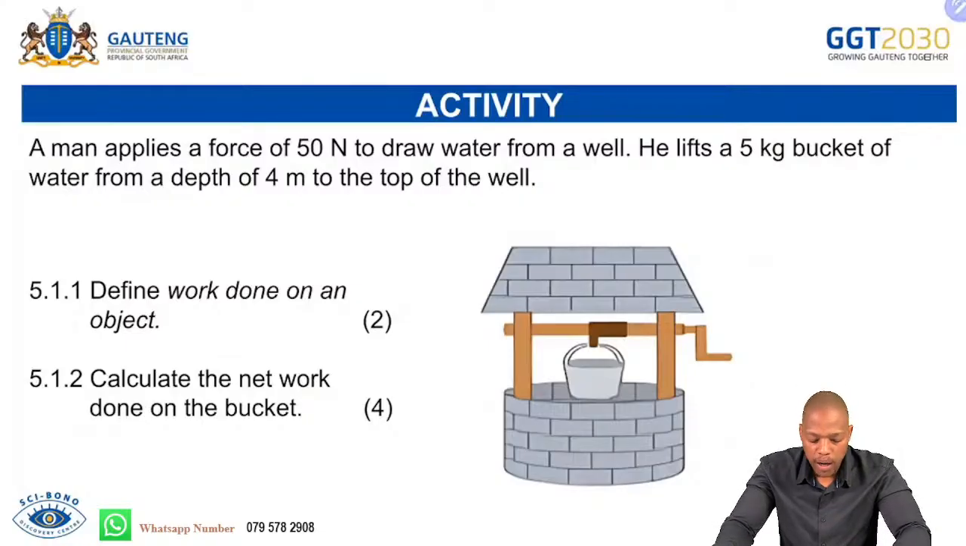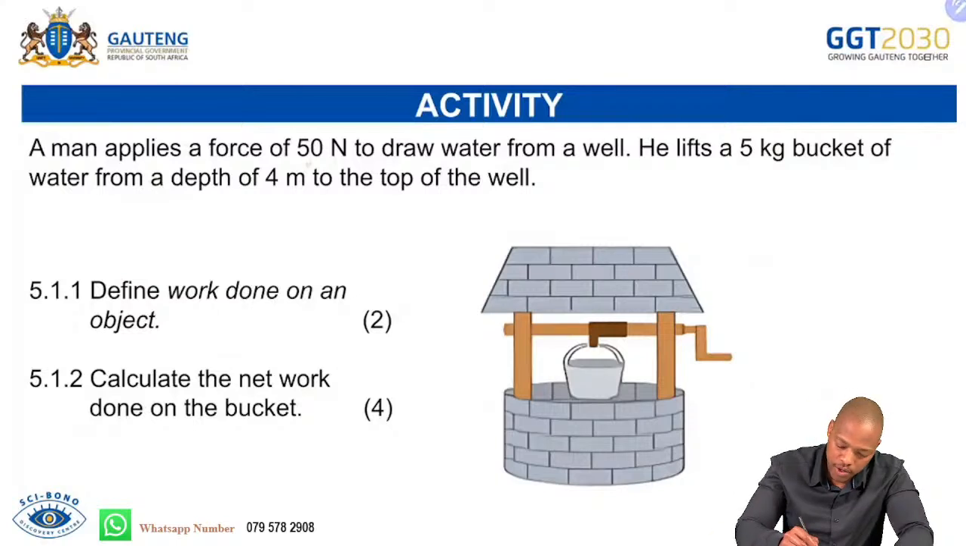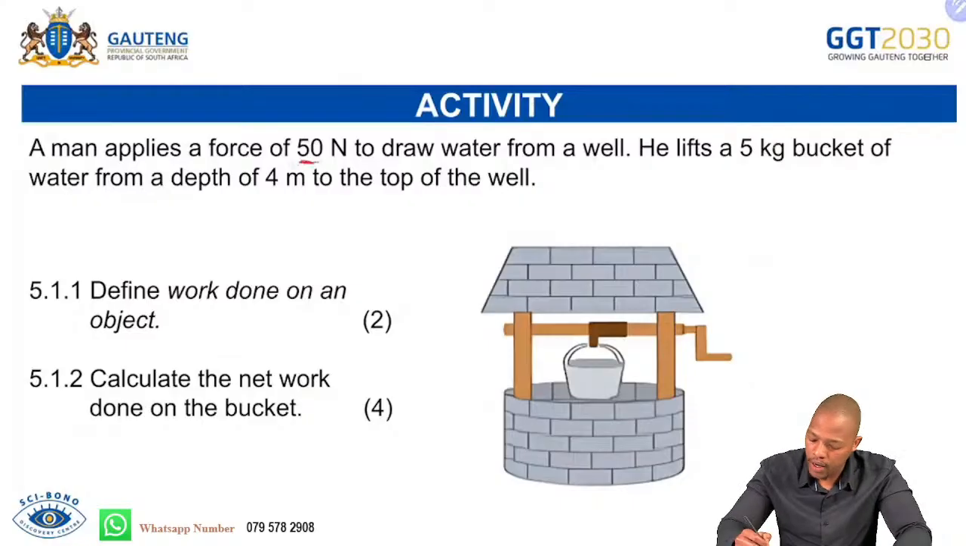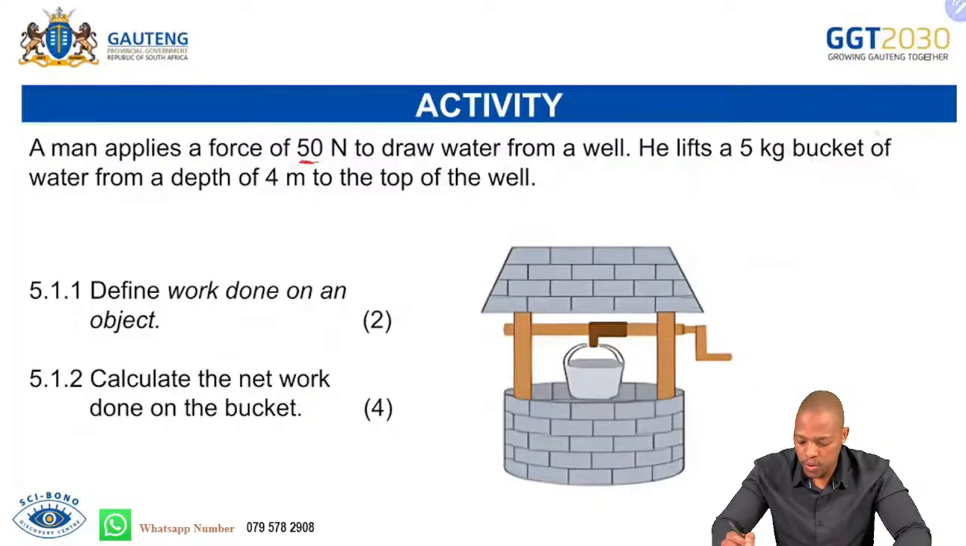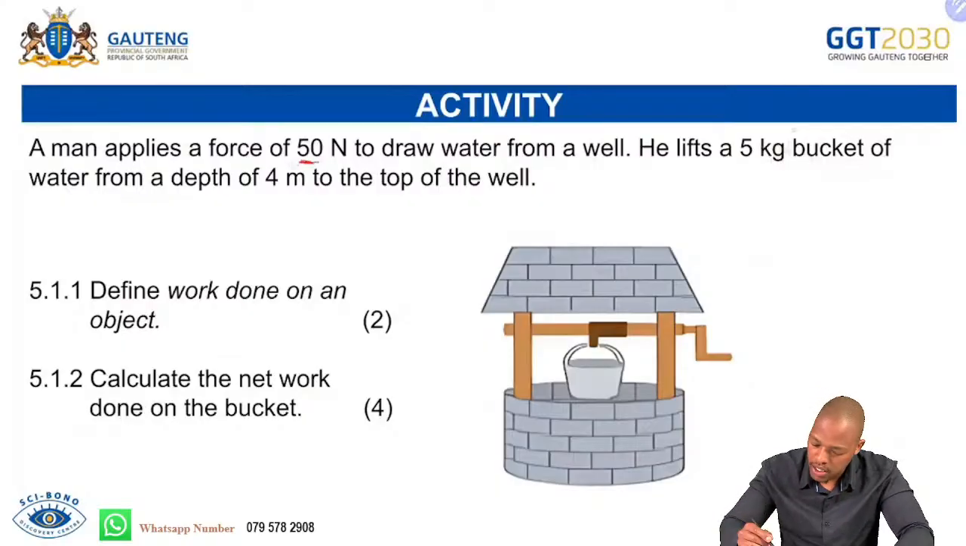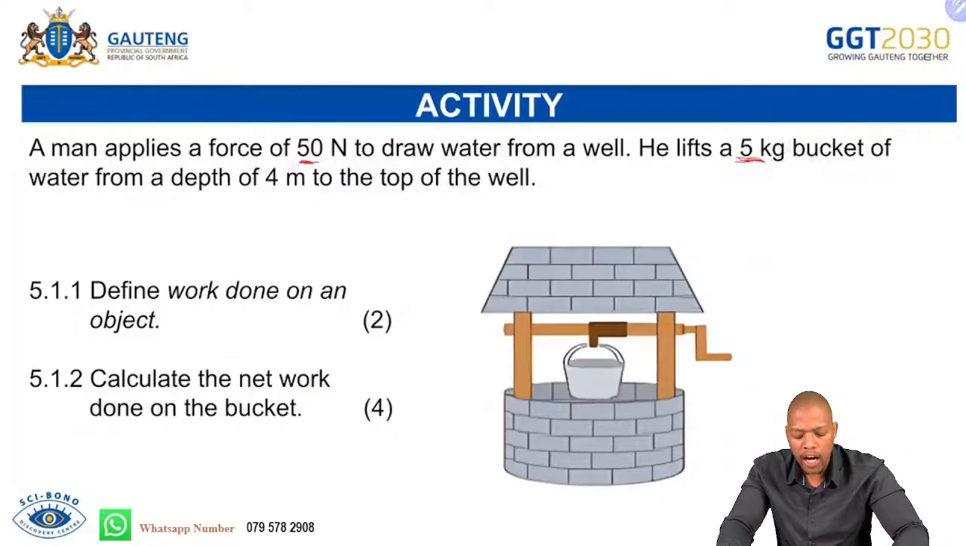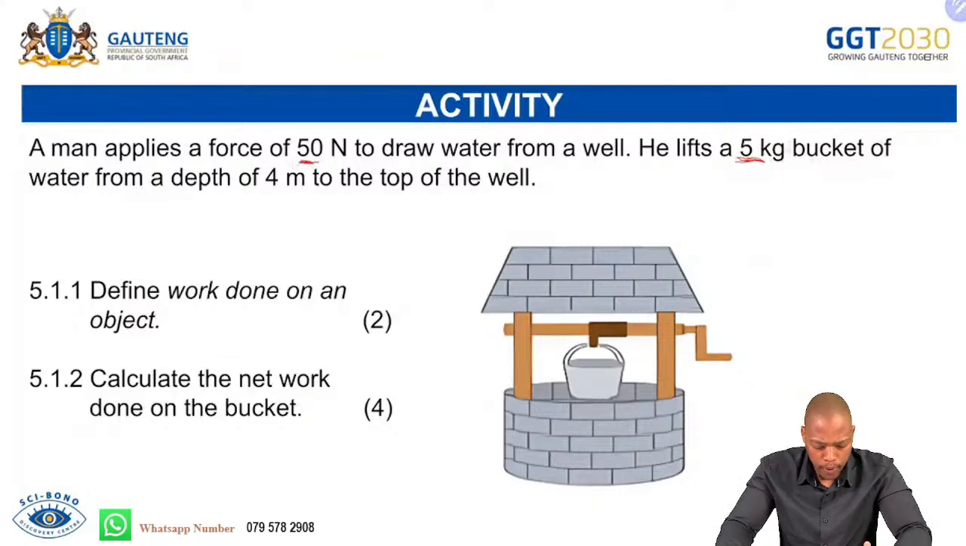It says there, a man applies a force of 50 newtons to draw water from a well. He lifts a 5 kilogram bucket of water from a depth of 4 meters to the top of the well. Okay, so we're going to assume that the 5 kilogram is for both the bucket and the water, because the question is not clear here, but let's assume that for practice purposes. Okay, 5.1.1 says define work done on an object, and 5.1.2 says calculate the net work done on the bucket.